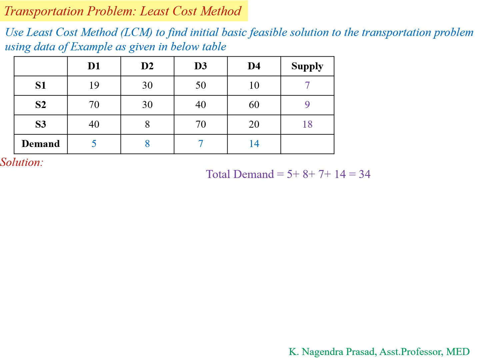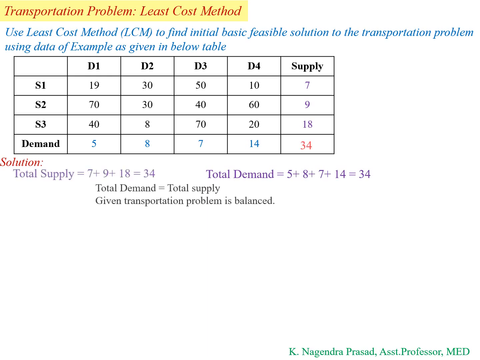First we have to check whether the given transportation problem is balanced or not. Here total demand is 5 plus 8 plus 7 plus 14, that is 34, and total supply is 7 plus 9 plus 18, that is 34. So total supply equals total demand, and the given transportation problem is balanced. Now we will go for the least cost method.